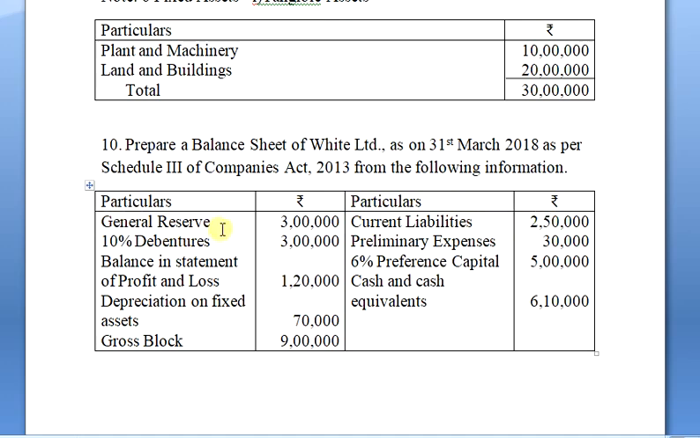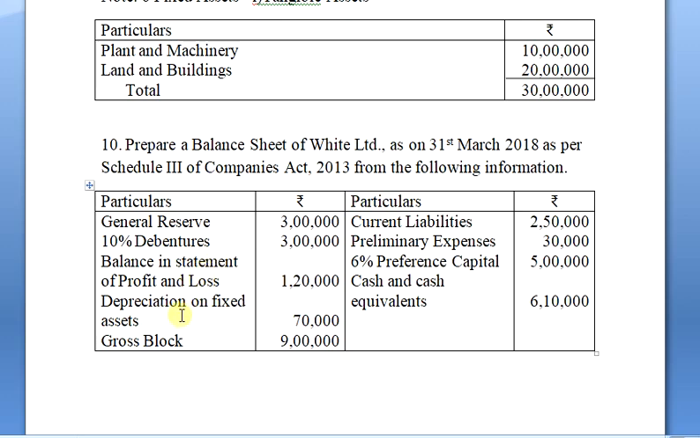Clearly listen here. General reserve, take down a pencil and you can mark it. General reserve 3 lakhs is given. This 3 lakhs will be coming under the reserves and surplus, under the equities and liabilities. 10% debentures 3 lakhs will be coming under the long term borrowings. Balance in statement of profit and loss, whatever balance we got in the statement of profit and loss, that is like a reserve only. It should be maintained under the reserves and surplus.